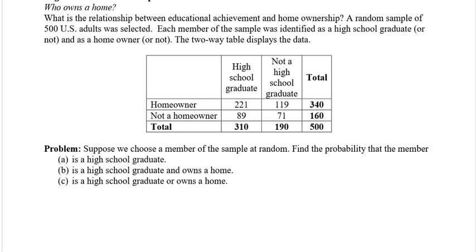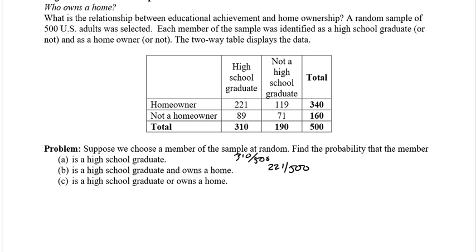Okay, so, is a high school graduate? Well, 221 were high school graduates and homeowners, plus 89, so we had a total of 310 that were a high school graduate. And then we had out of 500, so 310 out of 500. Next, is a high school graduate and owns a home? Well, that was 221 people out of 500 that did both.